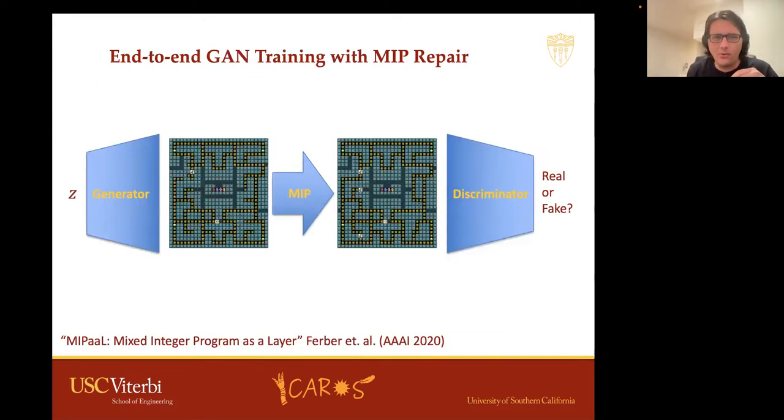The even cooler thing about this paper is you can do this training end to end, where the MIP is actually in the training pipeline, because you can send gradients backwards through a MIP using this AAAI paper from the same year. That's what we did for the GAN training. And it actually helps the GAN converge faster, which is really exciting.